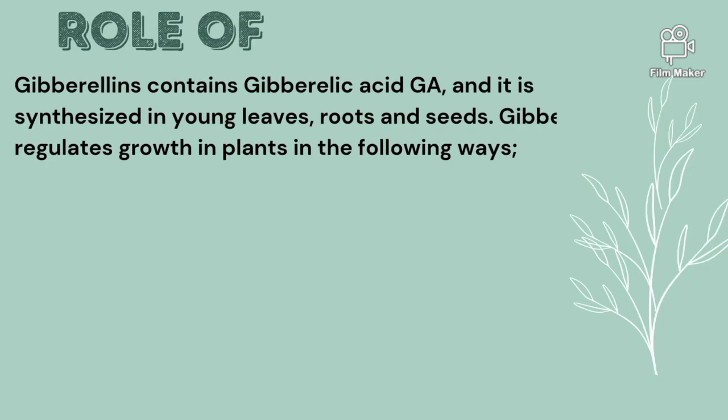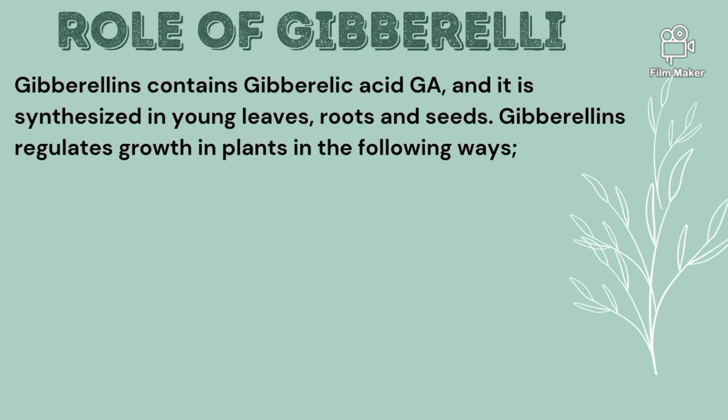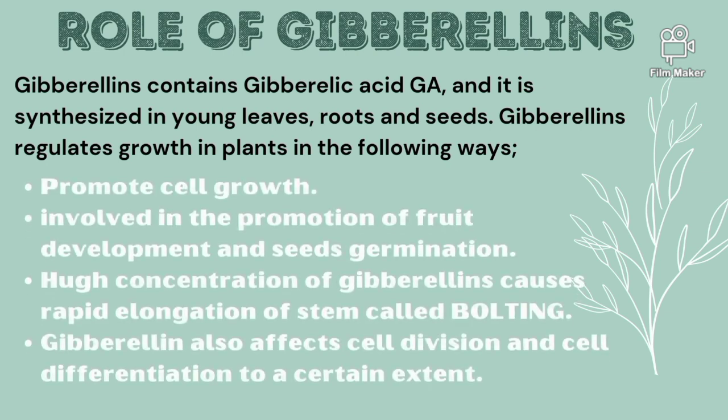Let's take a look at gibberellin. Gibberellin contains gibberellic acid, and it is being synthesized in the young leaves, roots, and seeds. What are the roles of gibberellin in controlling growth? 1. It promotes cell growth. It is involved in the promotion of fruit development and seed germination. A high concentration of gibberellin causes rapid elongation of stem, a process called bolting. It also stimulates stem elongation.